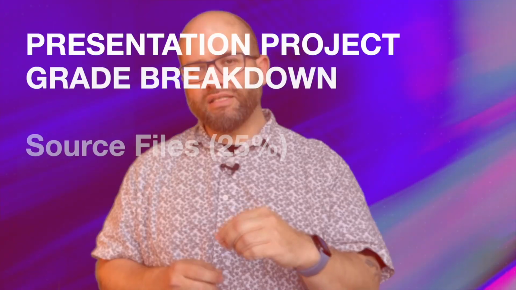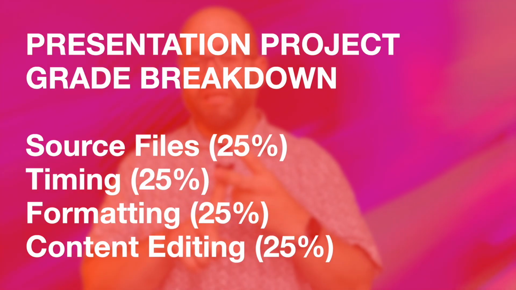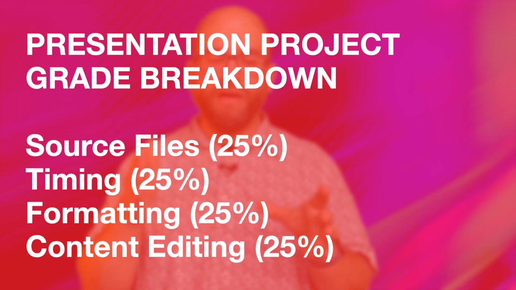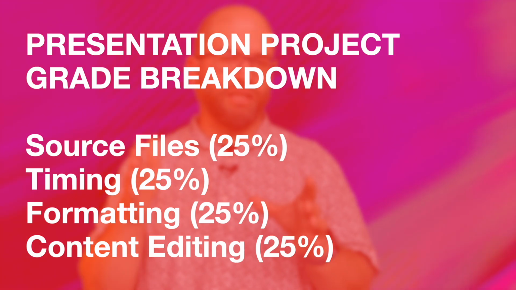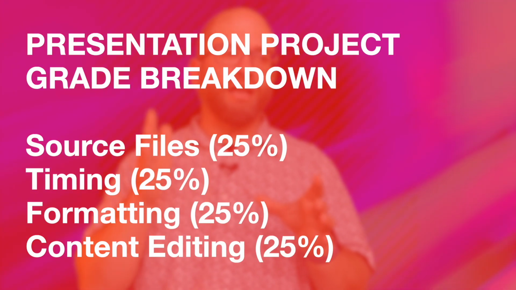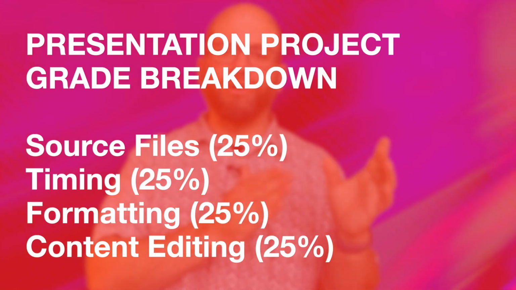The grading for this breaks down 25% in each of these 4 areas. The source files, and the timing, your pacing, your ability to actually fit within the parameters that I'm giving you. So when I'm saying 5 minutes, I'm looking for you to be very close to that and to rehearse it so that you're there, because that's worth 25% of your grade. You cannot actually get an A without having appropriate timing.